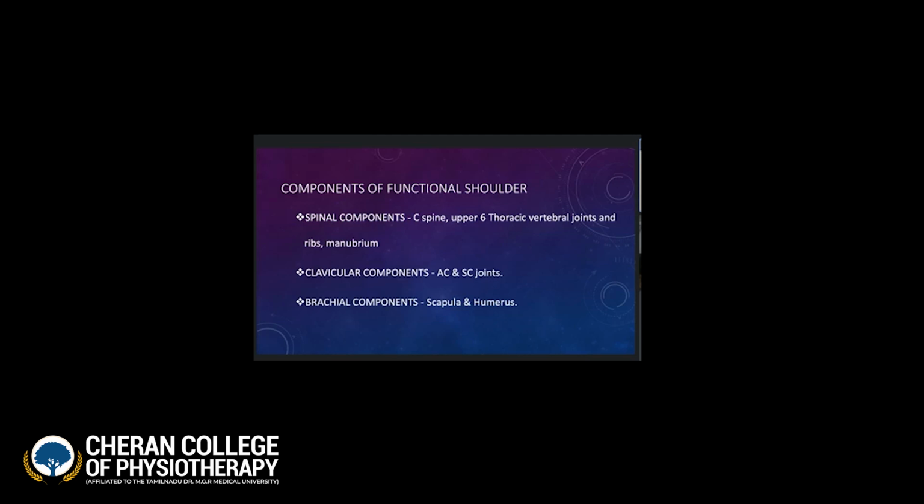Then the clavicular component, which is the AC joint and the SC joint. The brachial component is the scapula and humerus. It's easy to break down into 3 different components. The reason we break the shoulder into 3 components is the assessment. Assessment is the key. Treatment is very simple. Once you identify the basic source of the problem, treatment will literally take about 10 minutes. That's all it takes.